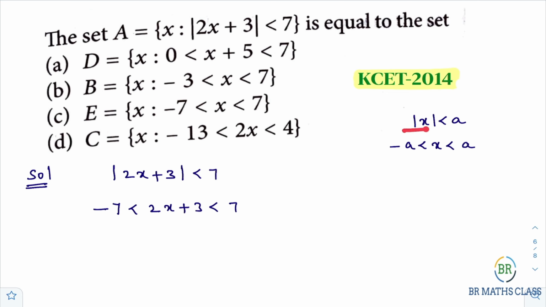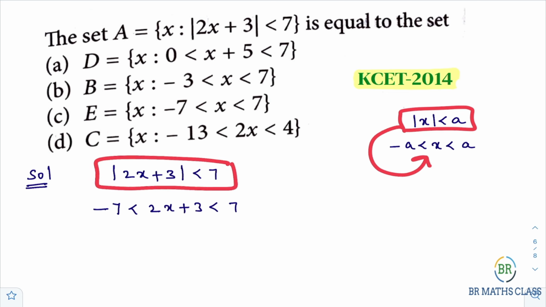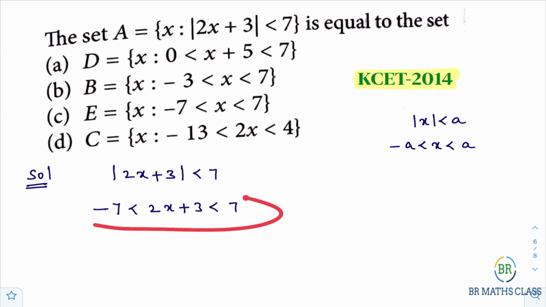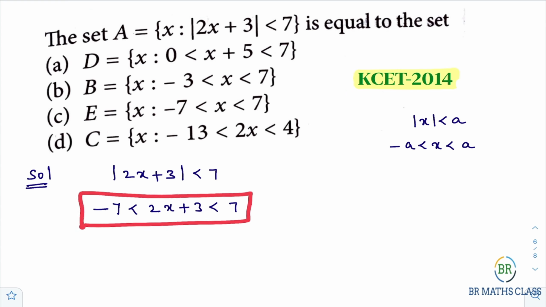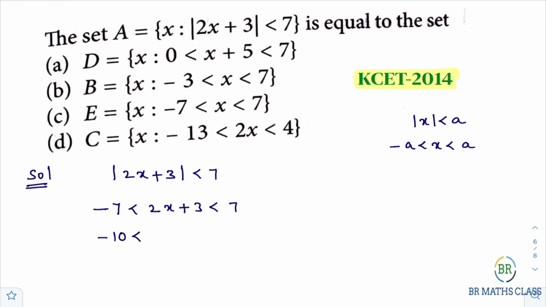I hope you understand. Mod x less than A can be written like this. I applied the same thing here. Now I'll try to get x from this. Later we'll check with the options. What is x? Here 3 is there. I don't want this 3. So what I'll do is subtract 3 from the complete inequality. Minus 7 minus 3, that is minus 10, less than. You try to understand. Complete inequality you subtract 3. Minus 7 minus 3 is minus 10.